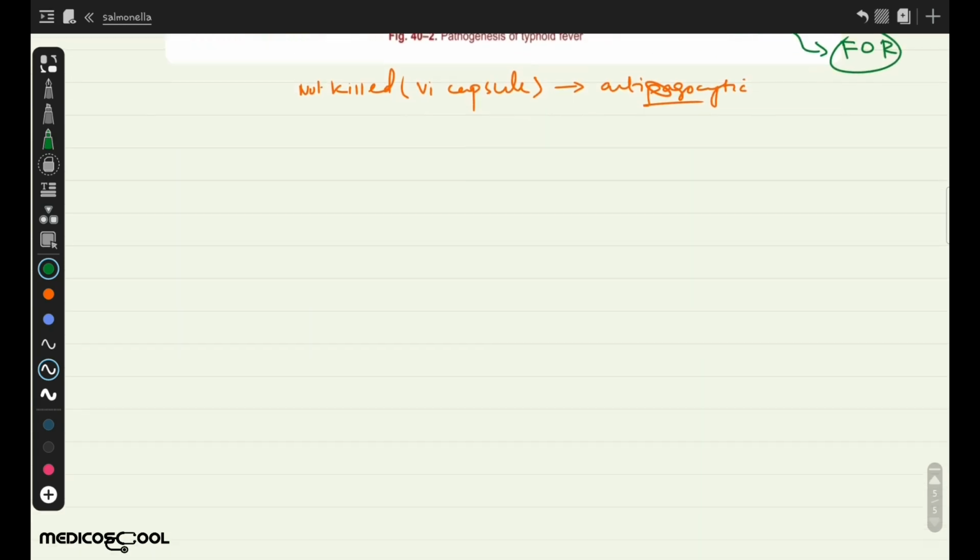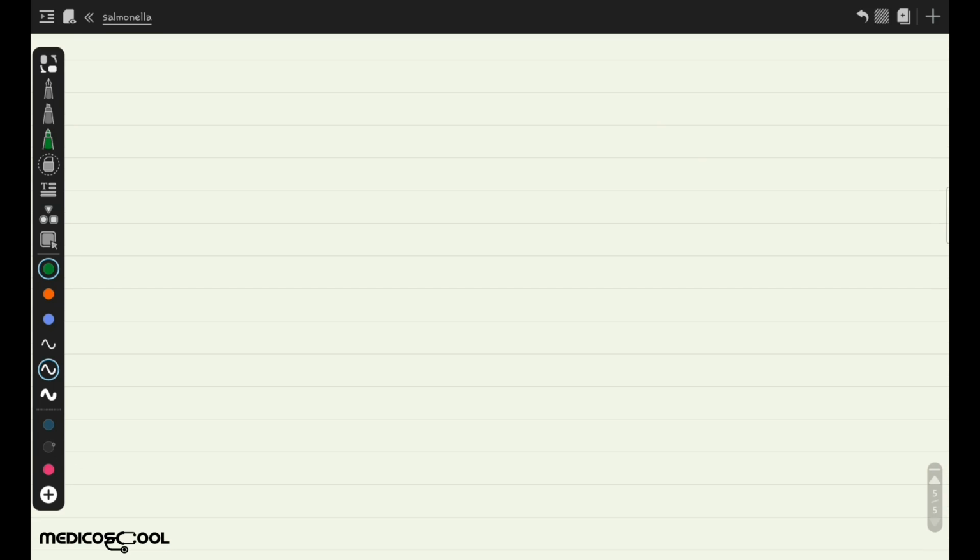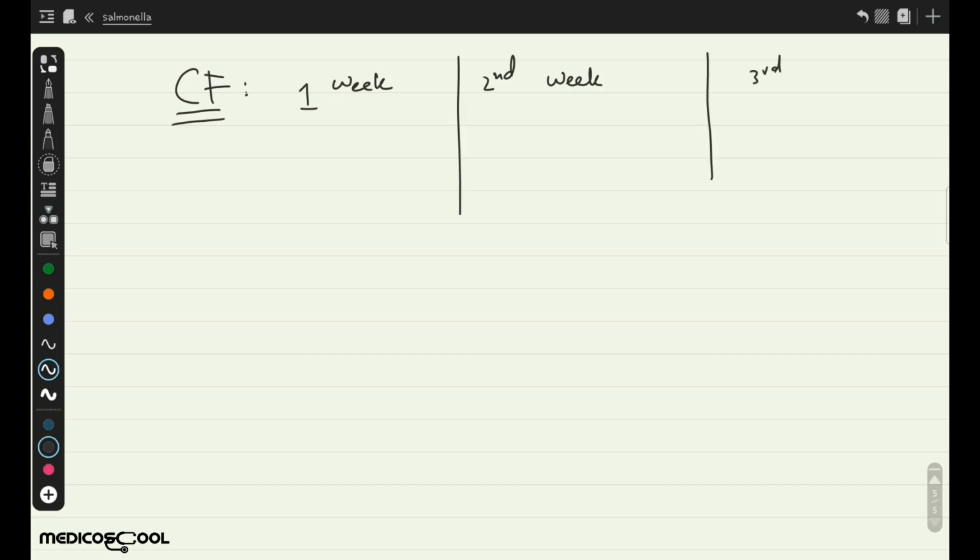Now, as we've already discussed the pathogenesis, let's study the clinical findings. The clinical findings of typhoid fever or enteric fever mainly depend upon the duration of illness, i.e., in the first week, we will discuss what will be the signs and symptoms in the second week, and in the third week. So in the first week, there will be a slow onset step ladder pattern of fever.